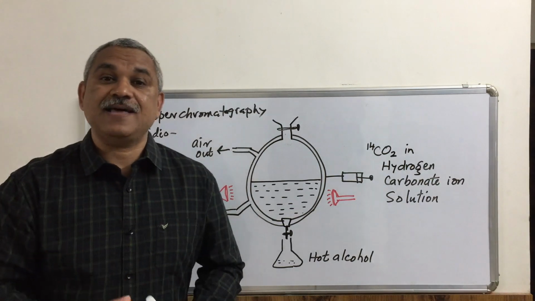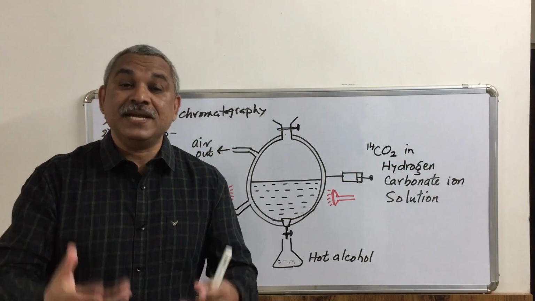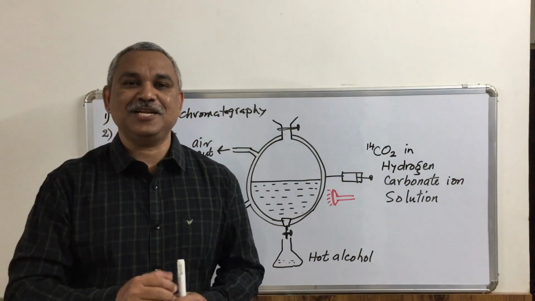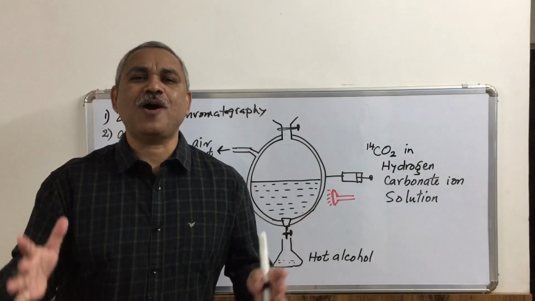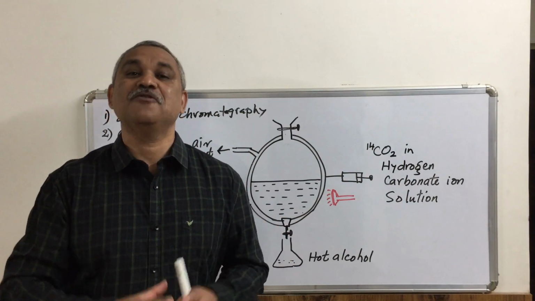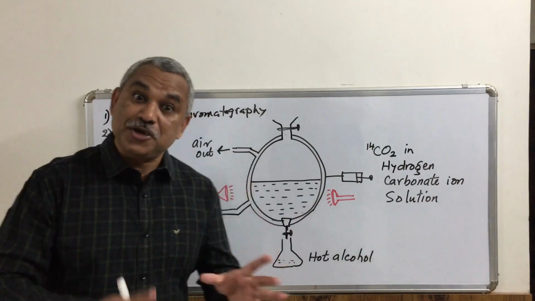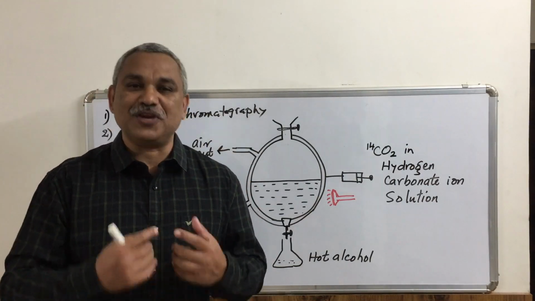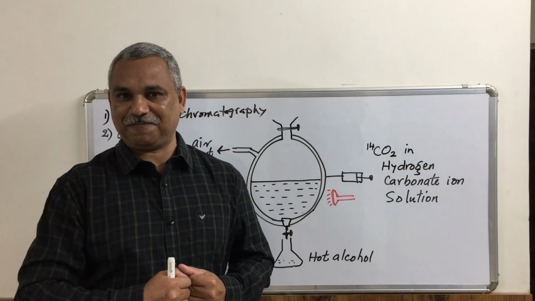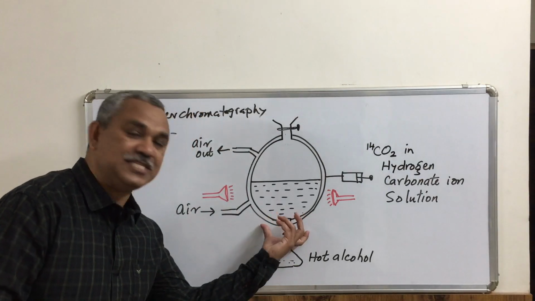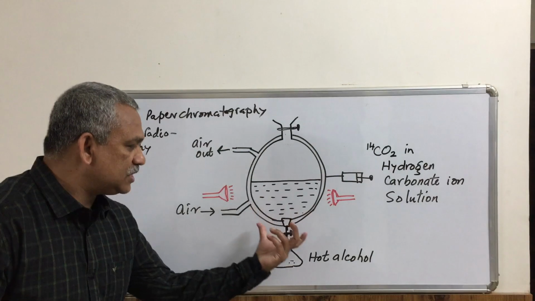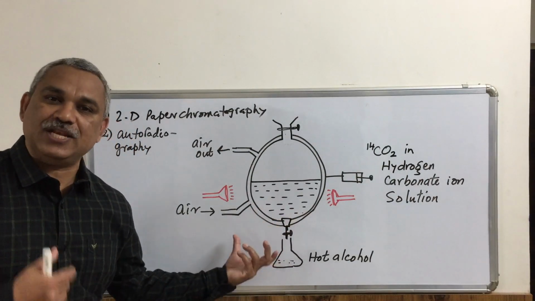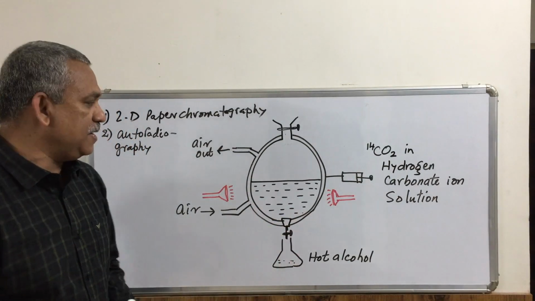You should understand that this was a time immediately after the Second World War. A lot of radioactive materials were available for research. So they used these radioactive materials to understand the fixation of carbon dioxide. They designed this experiment, looking like a lollipop, and therefore it was known as the lollipop experiment.